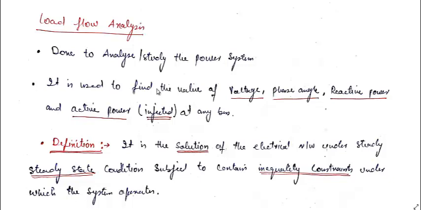So before going into the different techniques, what we do is first define it. It is the solution of the electrical network under steady state condition, subject to certain inequality conditions under which the system operates. So it's actually the solution of the electrical network, that is the power system solution, and solution is nothing but getting voltage, phase angle, reactive power and active power.